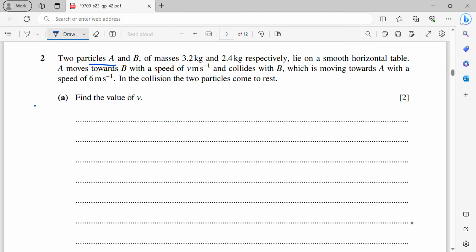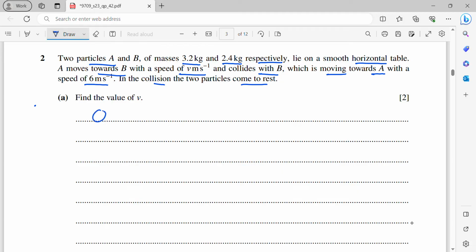Two particles A and B of masses 3.2 kg and 2.4 kg respectively lie on a smooth horizontal table. A moves towards B with speed v meters per second and collides with B, which is moving towards A with the speed of 6 meters per second. In the collision, the two particles come to rest. Find the value of v.